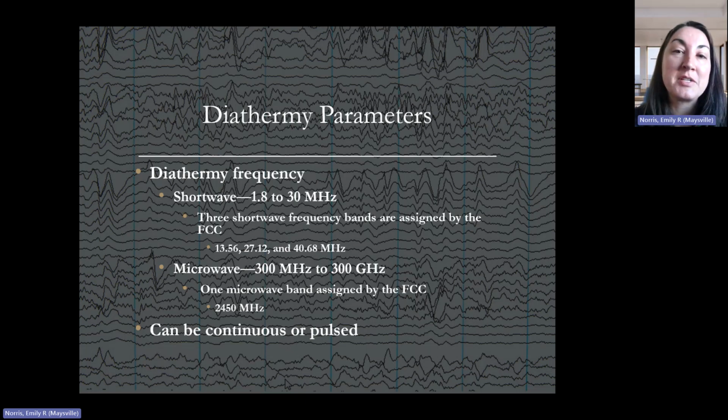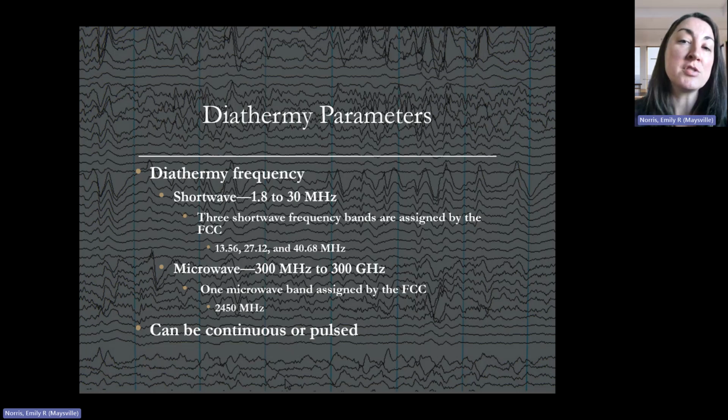So there are certain frequencies that are reserved for medical use and preset in the diathermy machines so that it doesn't interfere with any communication. The wavelengths that were preset for shortwave are 13.56, 27.12, and 40.68 megahertz. You don't have to memorize those or anything. That's just kind of for your information. And then with the microwave, they chose the 2450 megahertz as the wavelength that's used.